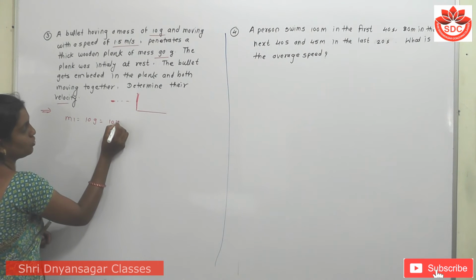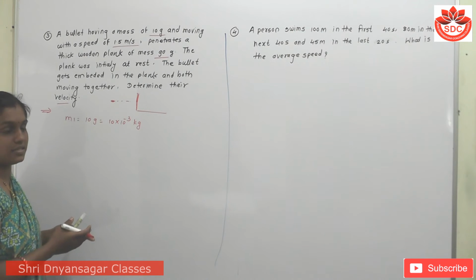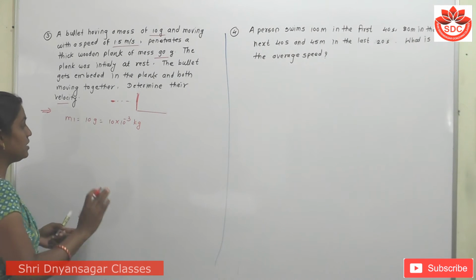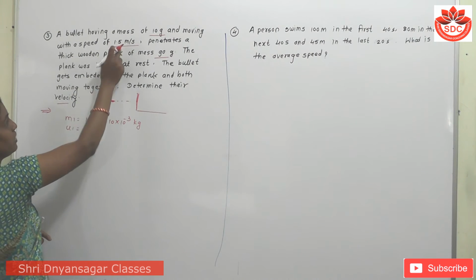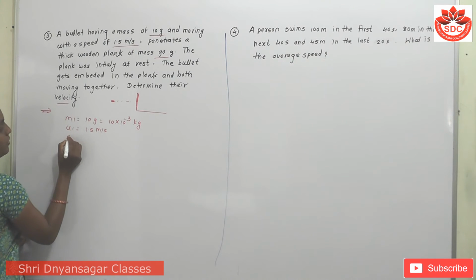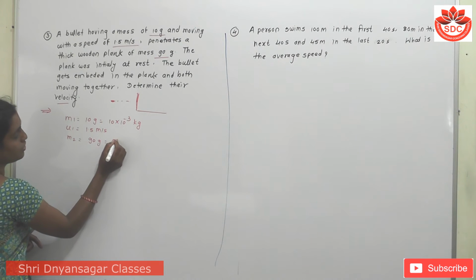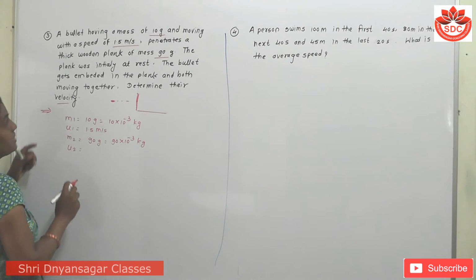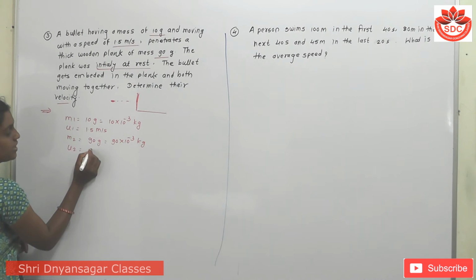So it is 10 into 10 raised to minus 3 kg, correct, because we have to divide it by 1000, we can divide by 1000 or we can multiply it by 10 raised to minus 3. So we write in kg. Then u1, it is moving with the initial velocity 1.5 meters per second. Then the mass of the wooden plank is m2, that is 90 gram, that is 90 into 10 raised to minus 3 kg. Now u2: we are told the plank was initially at rest, so its initial velocity is 0.